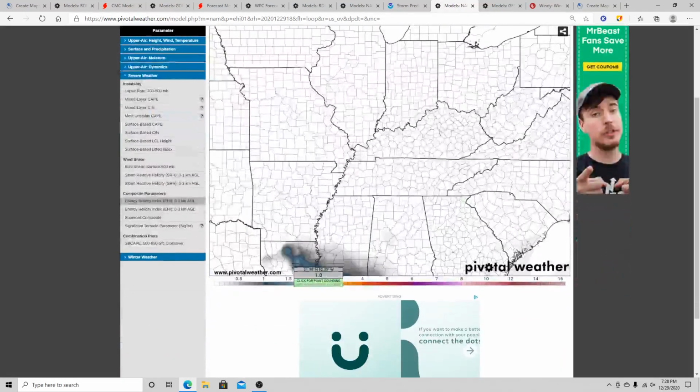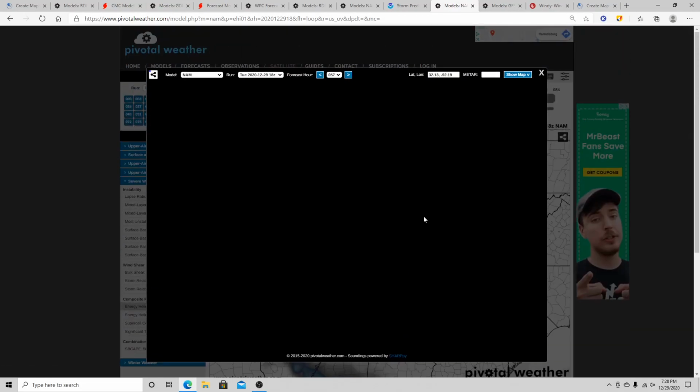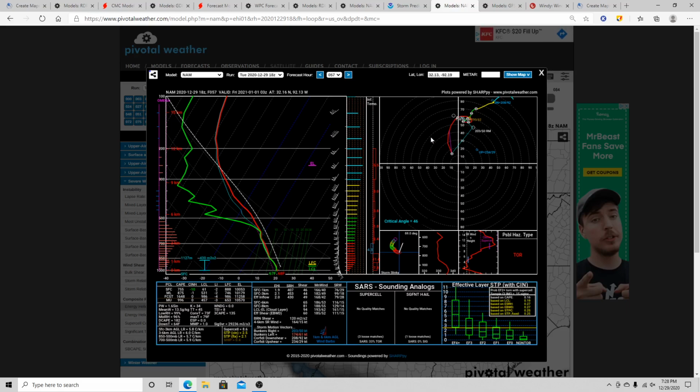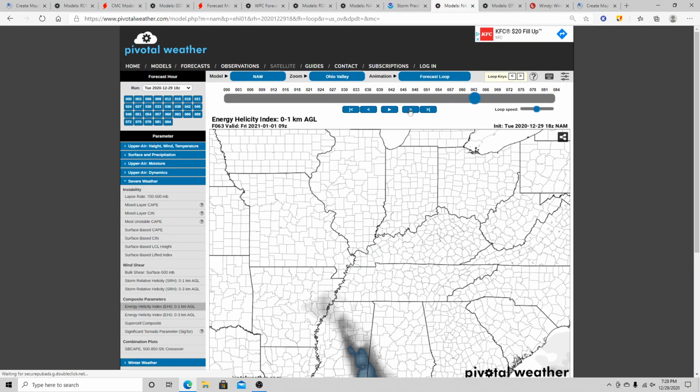And as you can see here, pretty decent numbers across Louisiana there. Got as high as a 1.4. Pretty good hodograph here. This is a pretty good skew-T here overall. Pretty good critical angle here. Definitely a favorable environment for at least a few tornadoes there.